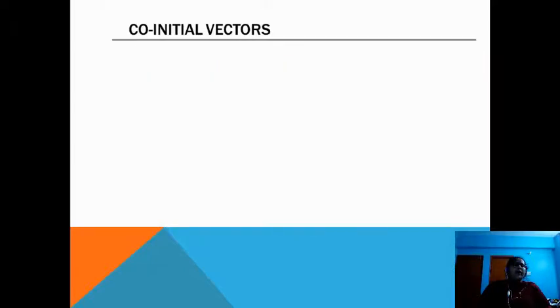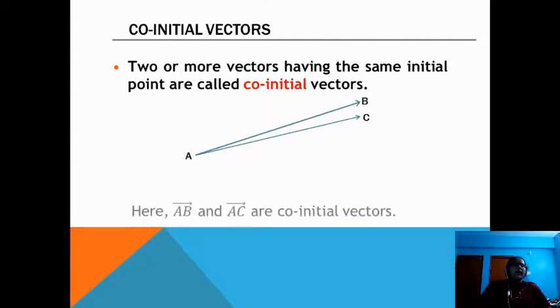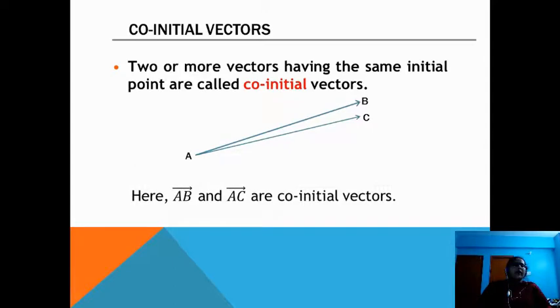Okay, the next one is co-initial vectors. What are these? Two or more vectors having the same initial point, the same starting point, are called co-initial vectors. In our figure here, we can see that AB and AC both have the same starting point A, and therefore AB and AC are co-initial vectors.